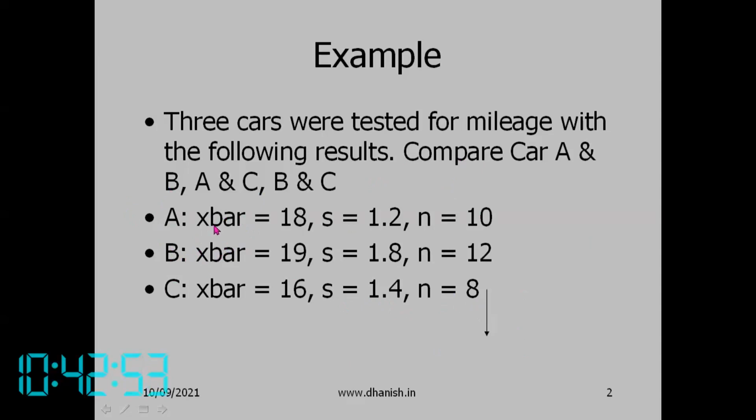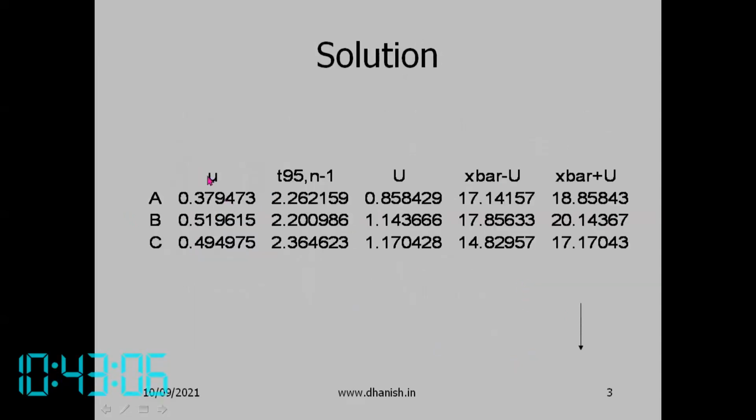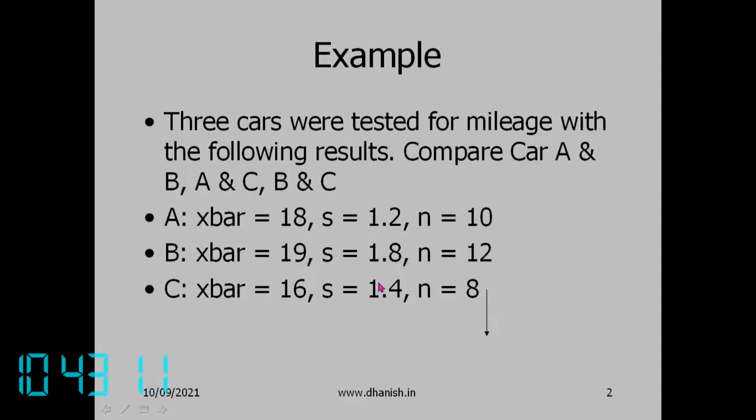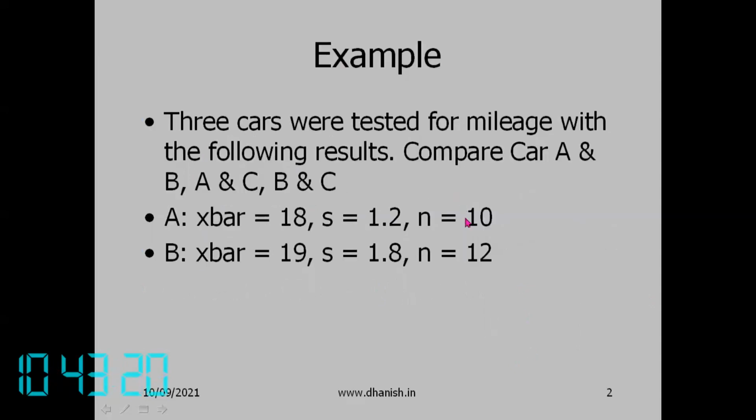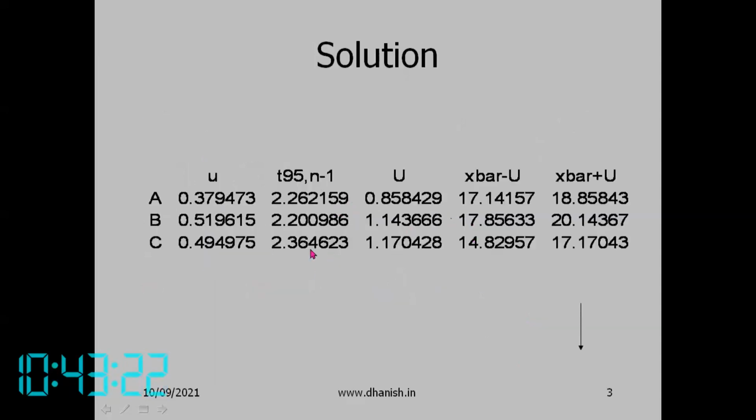Is it really significant? How do we decide? Once again, we have to compute the coverage intervals for the mileage. Standard uncertainty is s by root n, so u is here. Then the t factor based on the degrees of freedom as given here: 10, 12, 8. For 8 degrees of freedom, the t factor will be higher.